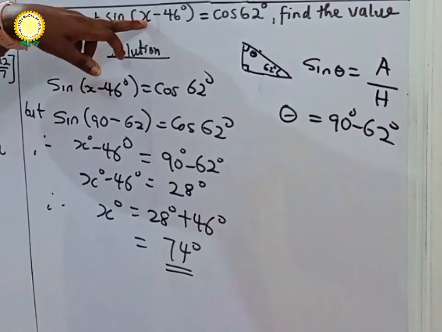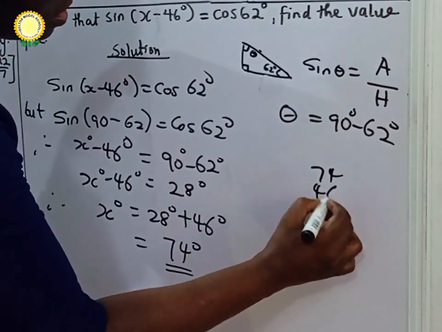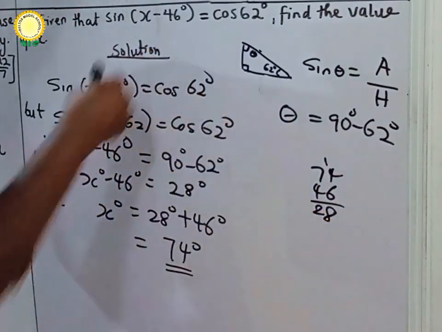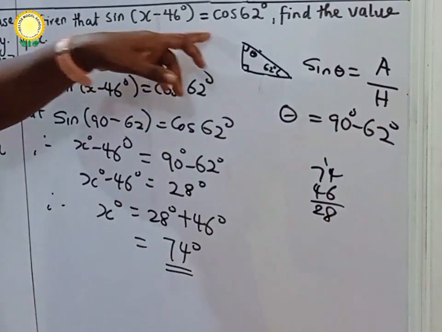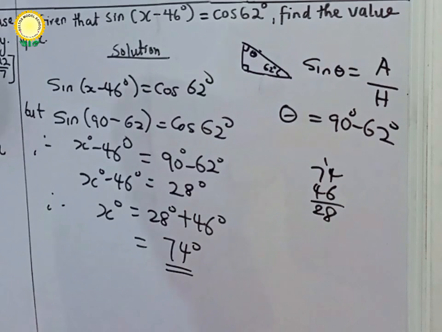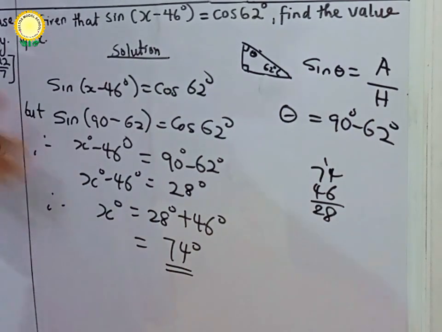We can also check: 74 minus 46 is what? It is 28. So sine 28 equals cos 62, because 28 plus 62 is 90. You can always check your answer to know you are correct in mathematics. Next question.